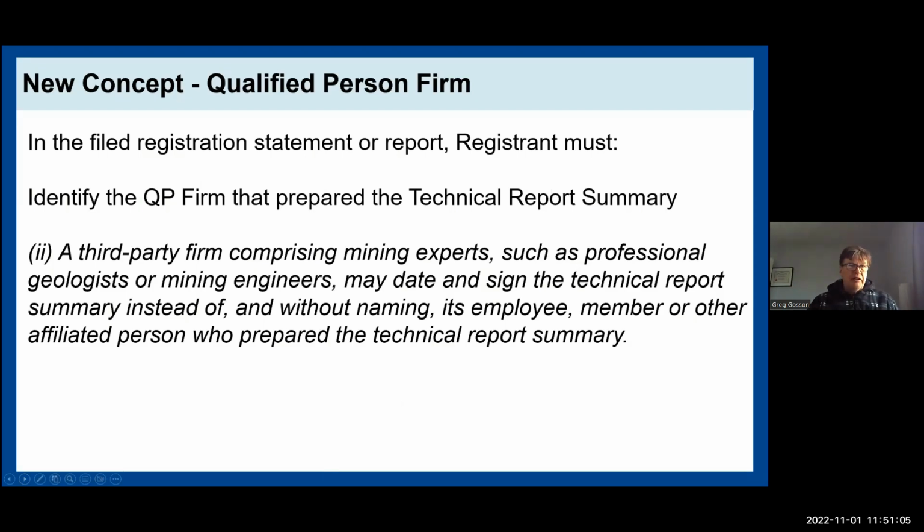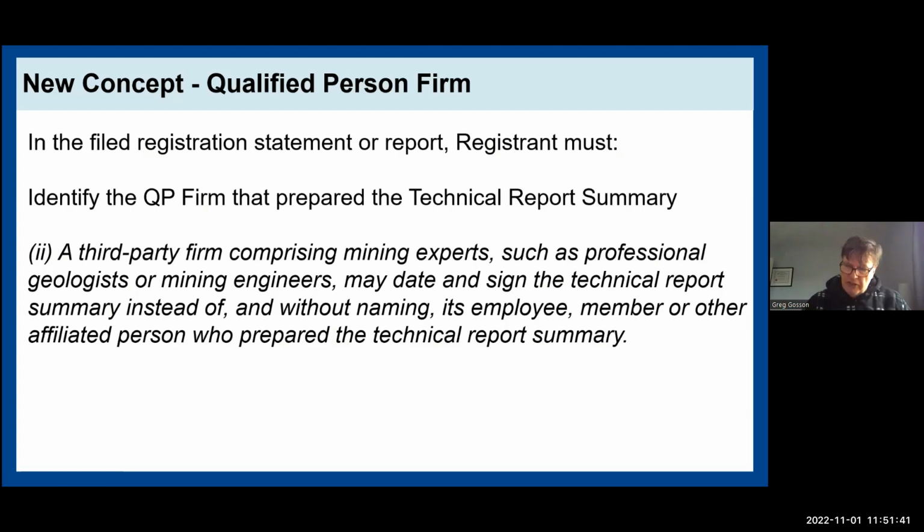Here's in the rule, you can identify a qualified person firm, a third-party firm comprising mining experts such as geologists and engineers. They're allowed to date and sign the tech report summary without naming the qualified persons who prepared the report. In the background, the qualified persons have to be there. And if questioned, they need to name who those qualified persons are to the SEC mining staff, but they're not named in public. And that is to protect, it was one of the ways to get around the civil liability exposure to the qualified persons under the SEC rules.